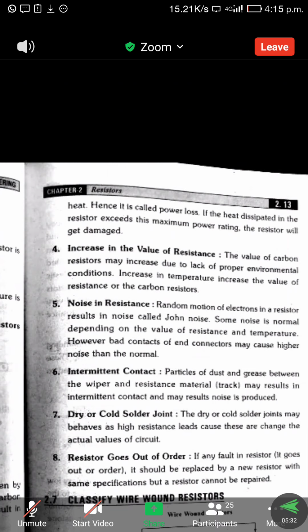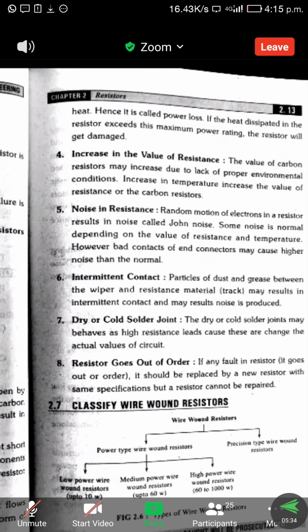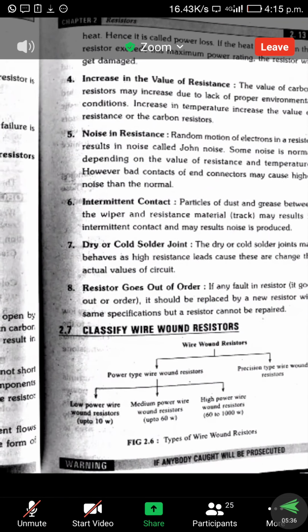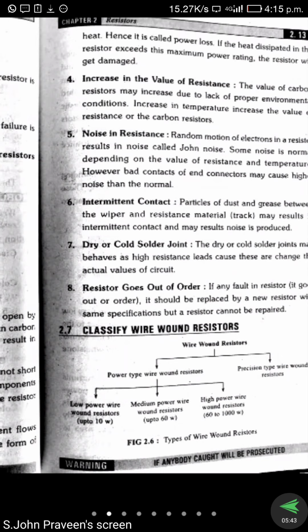Let us go to the next topic, classify wire wound resistors. They are further classified into 2 categories: power type and precision type. Power type is again subdivided into 3 categories based on the power rating: up to 10 watts, up to 60 watts, up to 1000 watts.